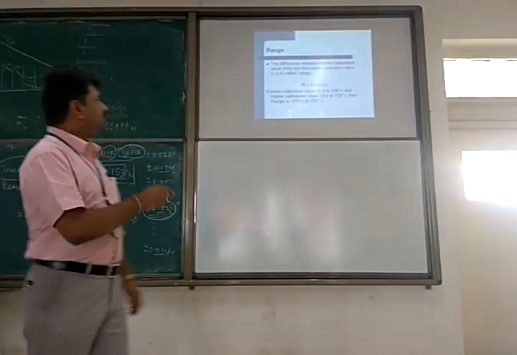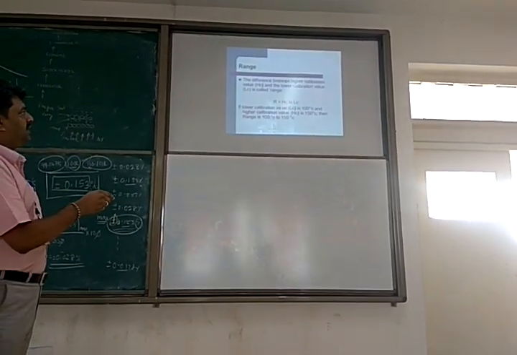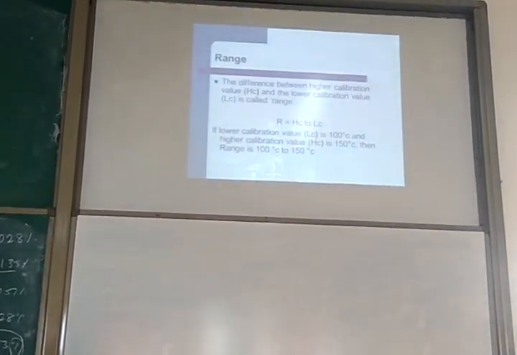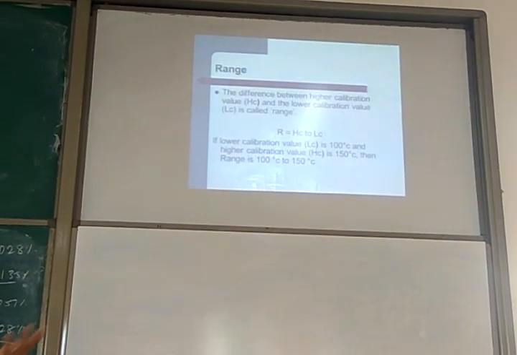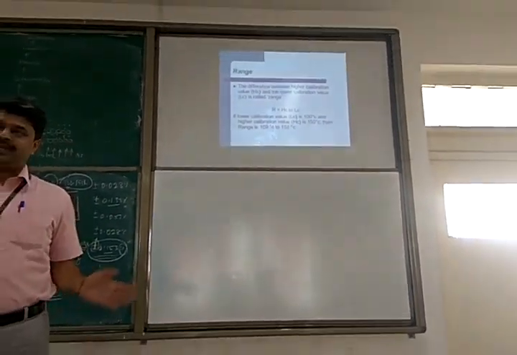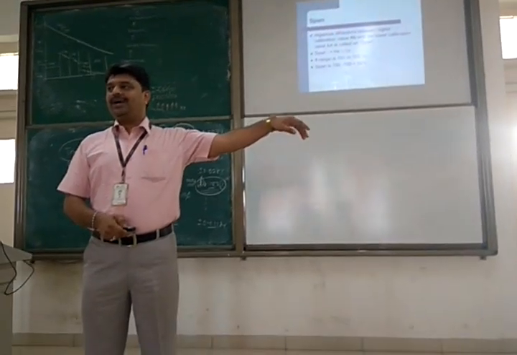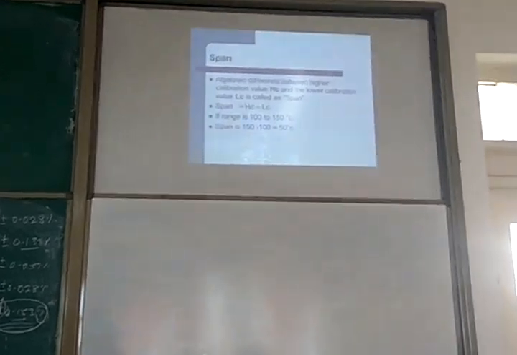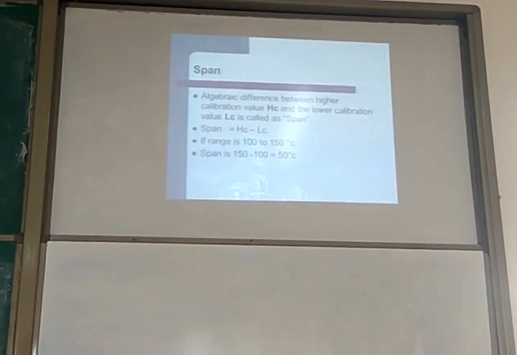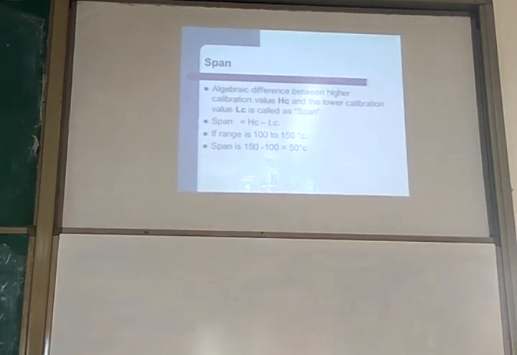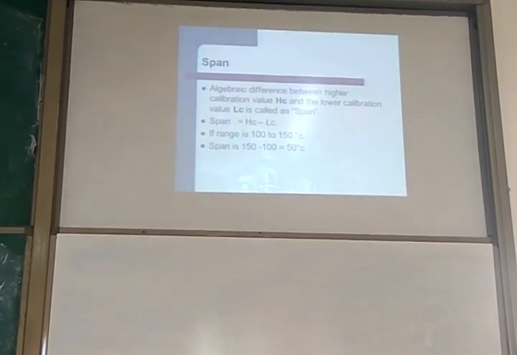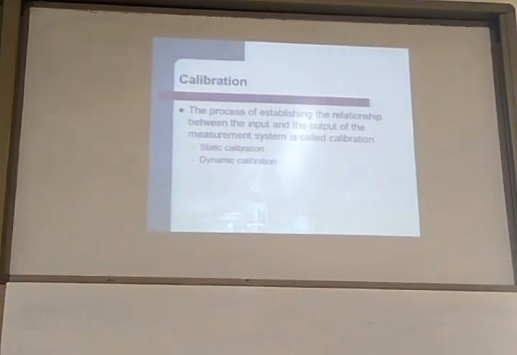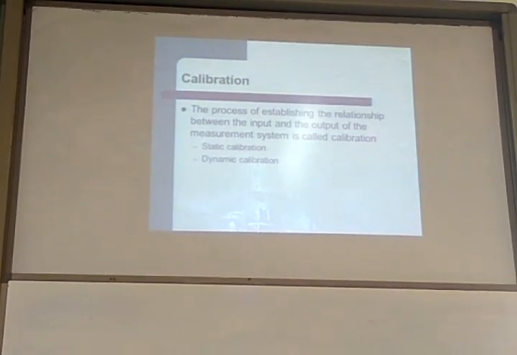So you have range, that's basically a lower calibration value to higher calibration value. I took higher calibration value to lower calibration value, because the next term talks about higher calibration value minus lower calibration value, so I want to keep the order the same. Only a minus sign you put in place of 'to'. Otherwise it's span. So you understand the difference between range and span? Any questions? It's clear? Fine.